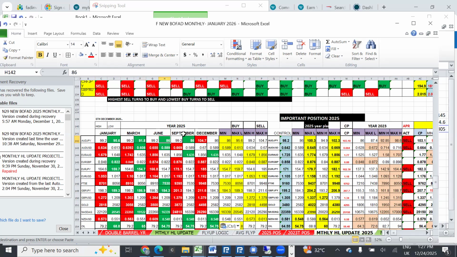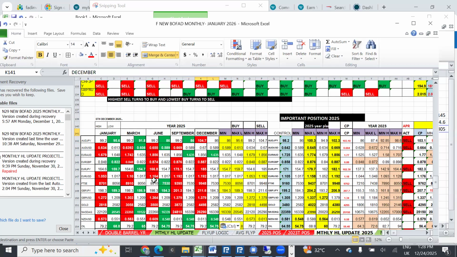In September, nothing changed. Our high is still 99.2 and our low still remains 86. But by December, our high changed from 99.2 to 104.7, and our lowest price remains the same. So you can see the market moving from 95.6 to 86 and back to 104.7. Can you see that? It's really a massive move.